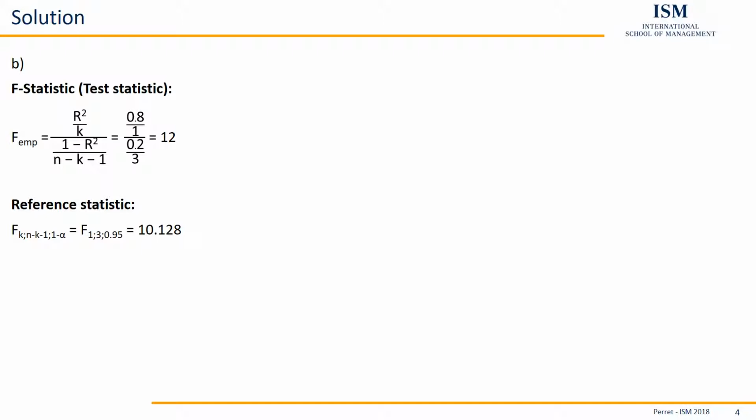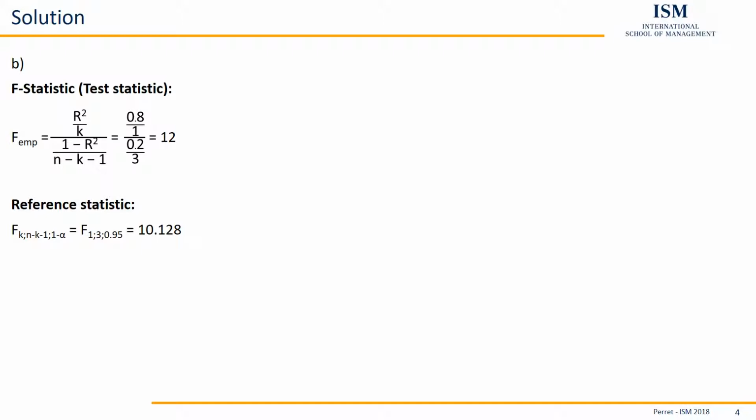Then, in addition, we need a reference statistic, and the reference statistic here is given as F. Then we have 2 degrees of freedom. The first is k, the number of independent variables, which is here 1. And the second one is n minus k minus 1. So again, it's here 3.